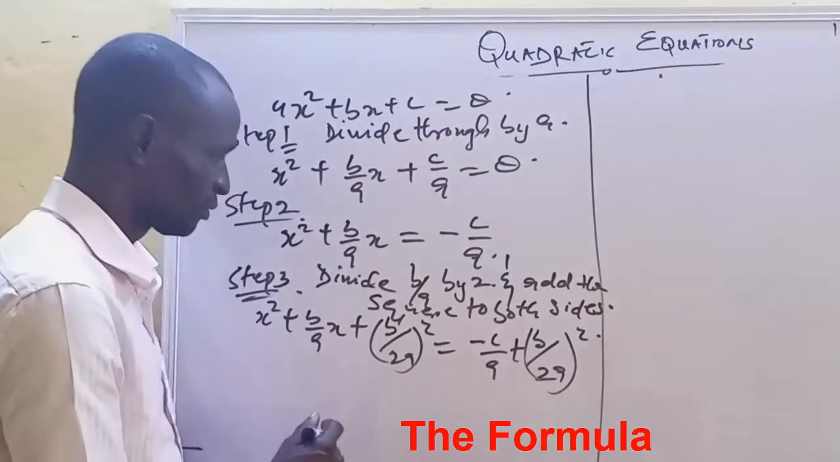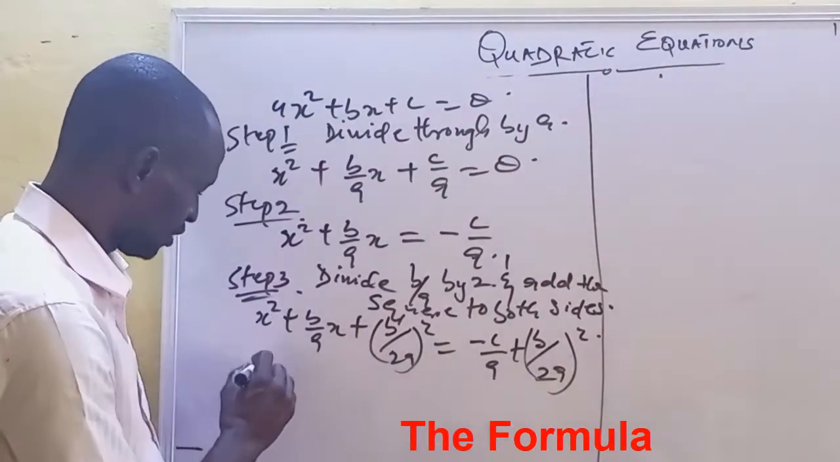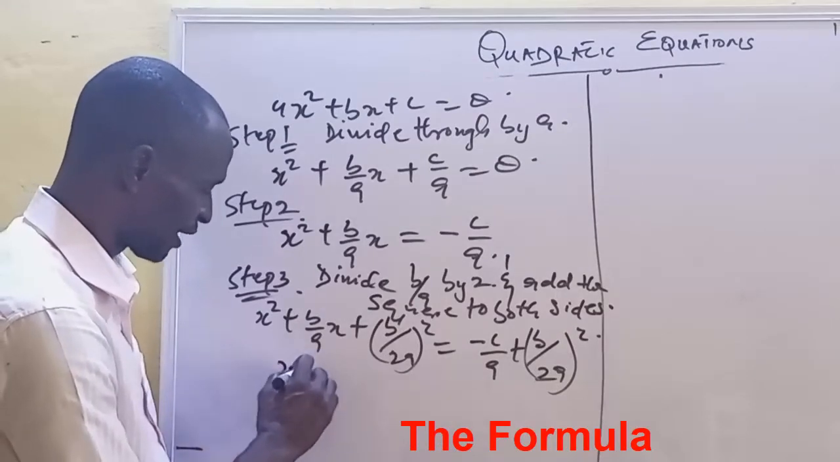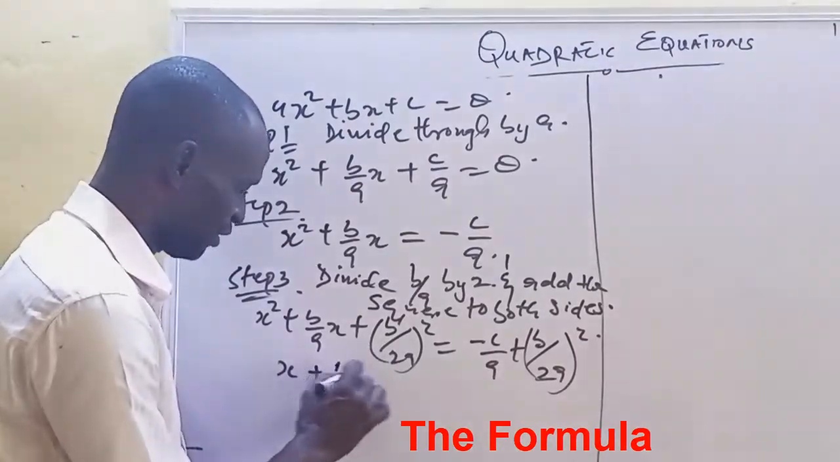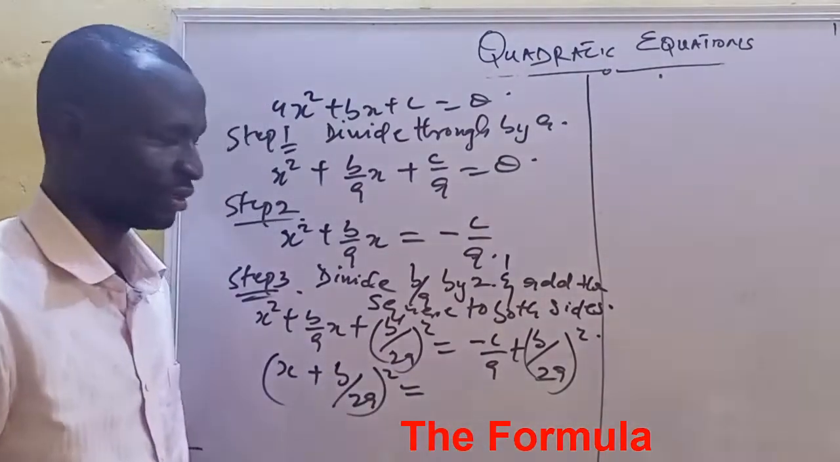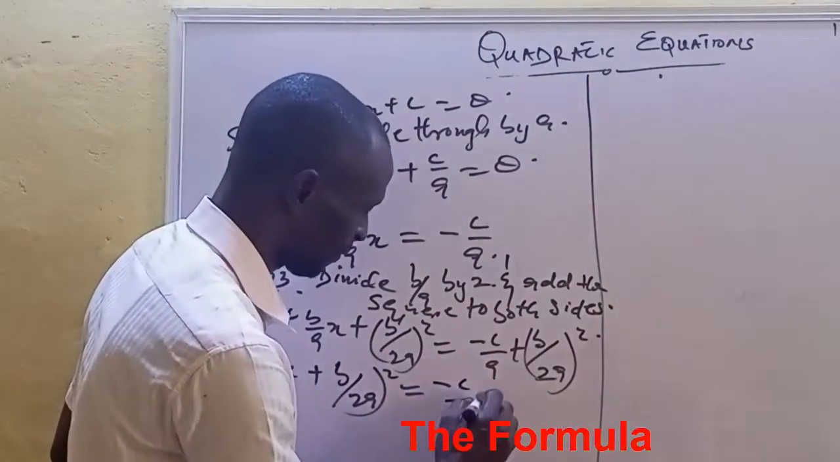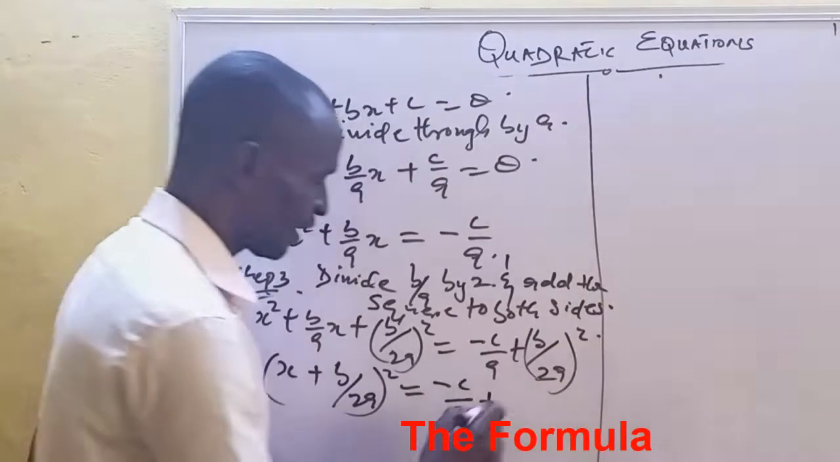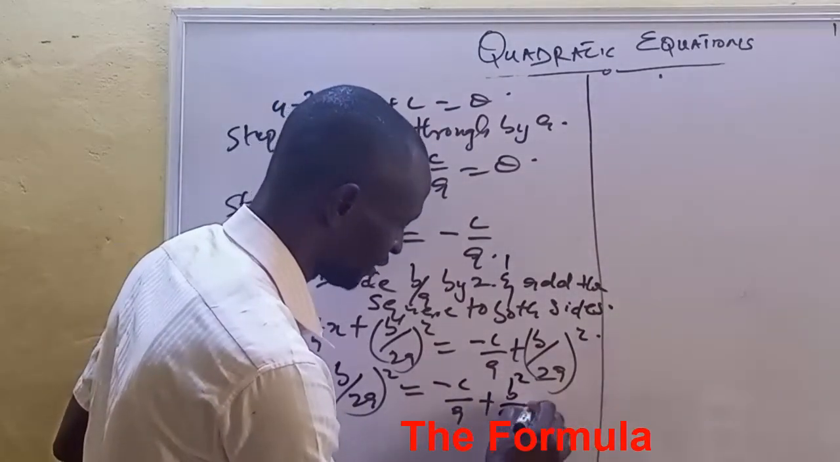Now, this expression, in completing the square, remember we'll pick x plus half of what I have in here, b over 2a, all squared equals, let's solve this out, minus c over a plus b over 2a all squared, which becomes b squared over 4a squared.